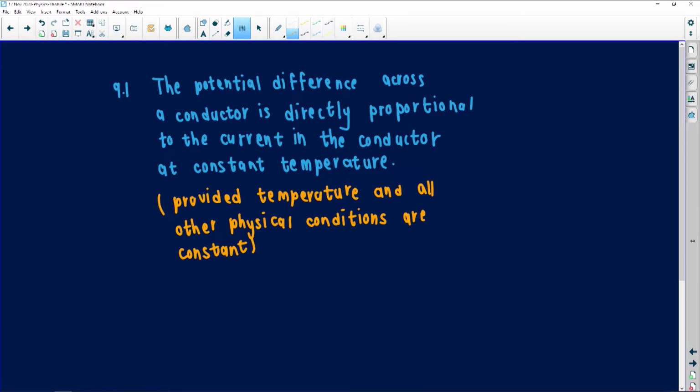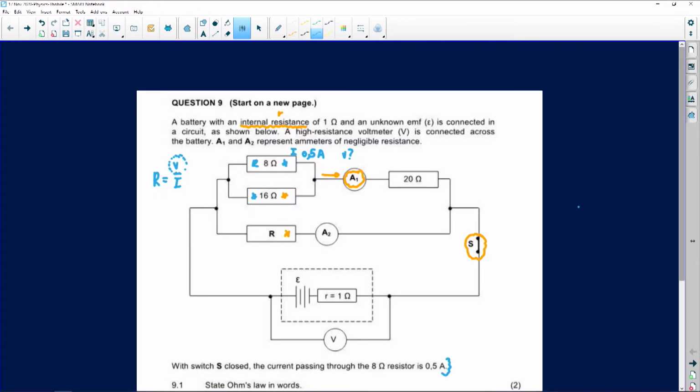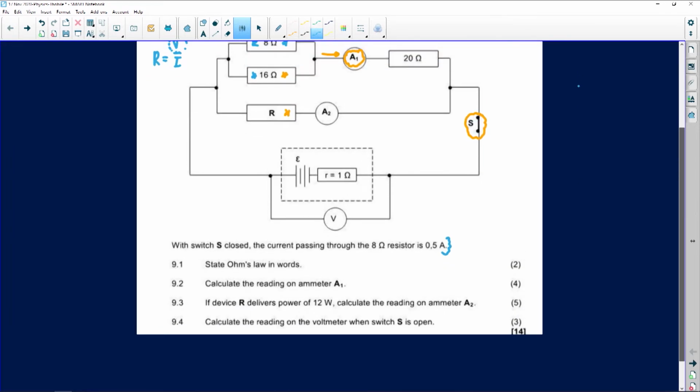The potential difference across a conductor is directly proportional to the current in the conductor at constant temperature, or the potential difference across a conductor is directly proportional to the current in the conductor provided the temperature and all other physical conditions are then constant. Now it depends which one your teacher taught you, and you can then use that one. Let's see for how many marks was this. This was then again for 2 marks.